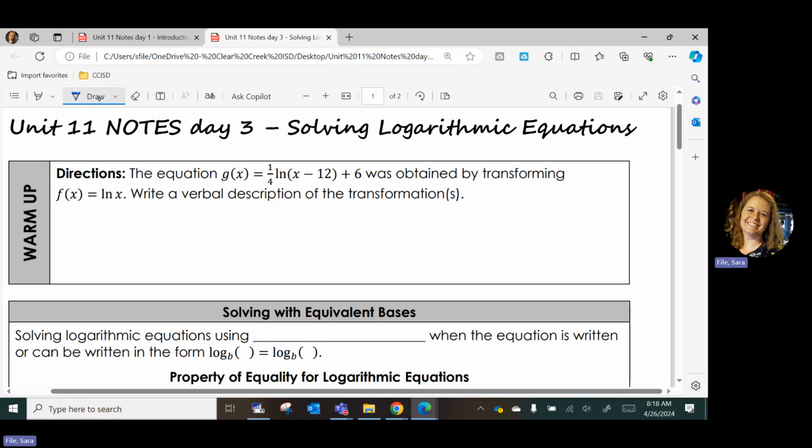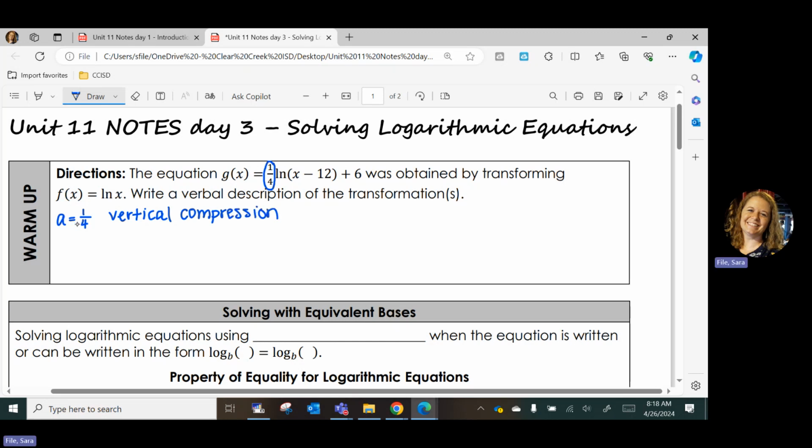All right, so we have 3 values to identify in here that were not in just the parent natural log of x. So the 1/4, that is A, H, or K. Which one is that? A, good. The coefficient being multiplied in front of your log, that's your A value. And that tells you your vertical stretch or compression if that A is something other than 1. So this is a vertical what? Compression. When A is between 0 and 1, which 1/4 is, it's a compression. Very good.